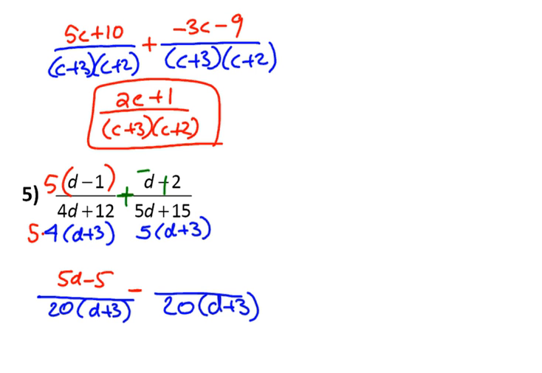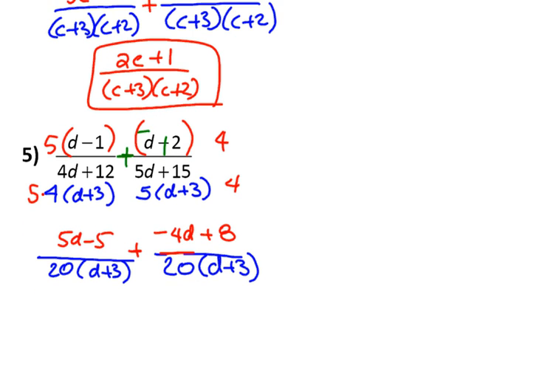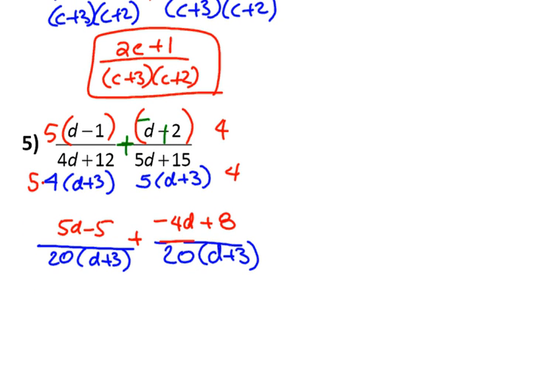So now we're going to have a plus, and I've got the negative d plus 2. And for the second fraction, to go from 5 to 20, we multiplied by a 4 and a 4. So distributing that, I'm going to get negative 4d plus 8. Then add, so we'll have 20, d plus 3 for our denominator. 5d minus 4d is d, minus 5 plus 8 is plus 3. Look at that, that cancels really nicely. So that ends up being 1/20.